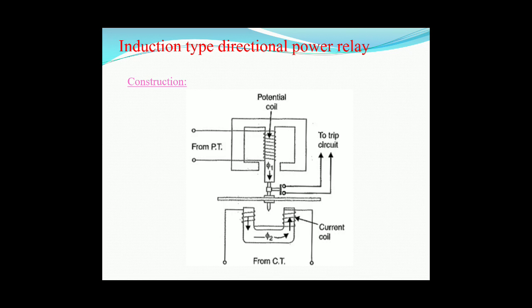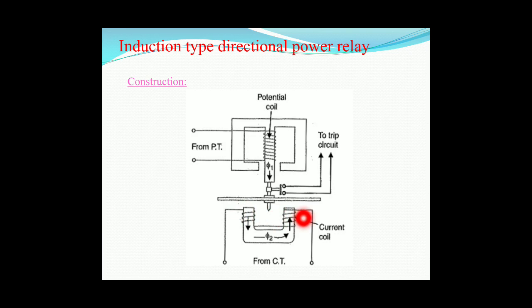This is the construction of an induction type directional power relay. First, it consists of two electromagnets. This is the upper electromagnet and this is the lower electromagnet. The upper electromagnet has the E shape and the lower electromagnet has the U shape. The upper electromagnet carries the coil in the central limb, which is given to the potential transformer, and one disc is connected at the same upper magnet.